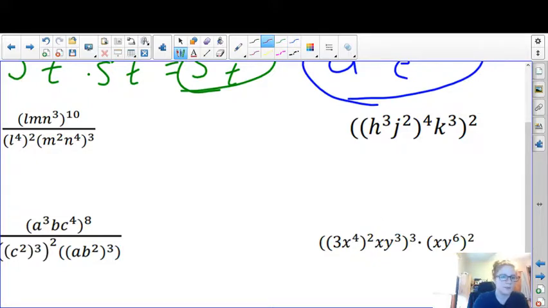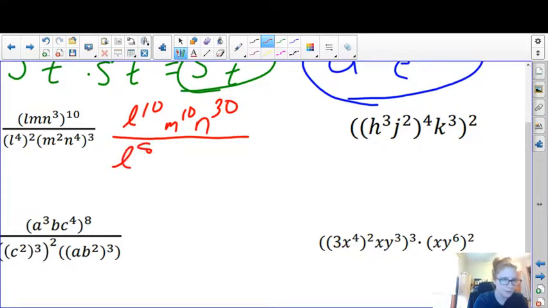All right, I have L to the 10, M to the 10, N to the 30 over L to the 8, M to the 6, N to the 12. I'm left with L to the 2nd, M to the 4th, N to the 18th.